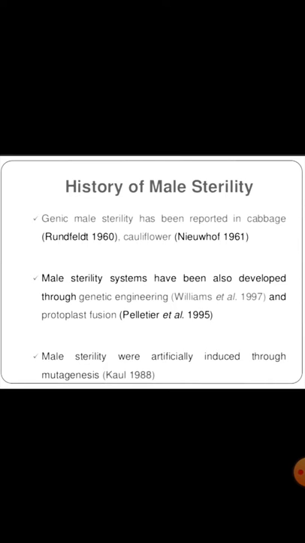Then history of male sterility. The genic male sterility has been reported in cabbage and cauliflower. In cabbage, Renfield in 1960 and Newhoff in 1961 reported the male sterility in these two plants. Male sterility systems have been developed through genetic engineering and protoplasm fusion.